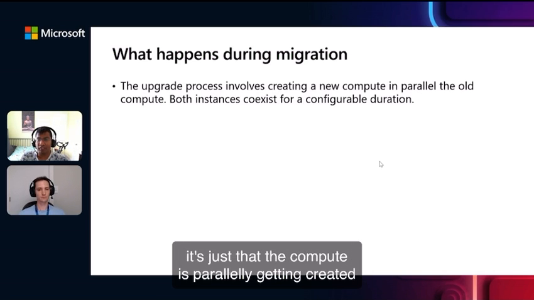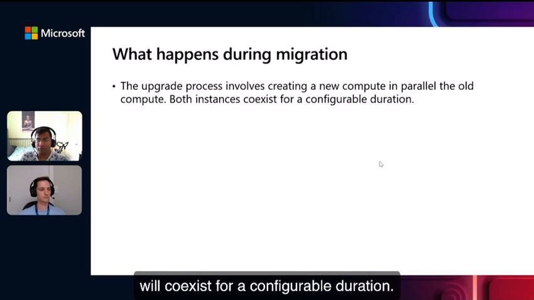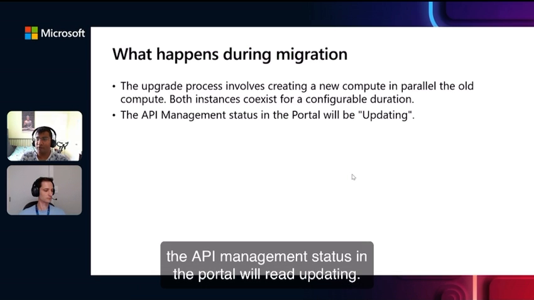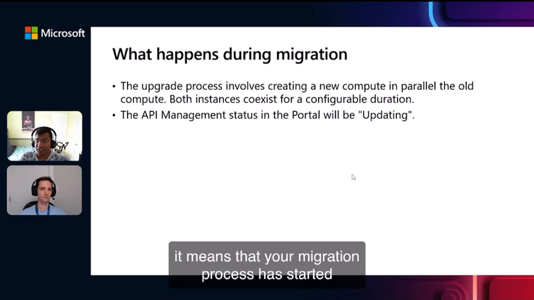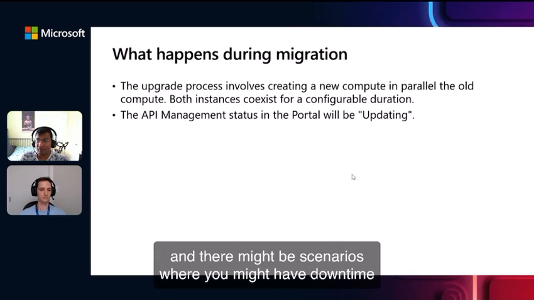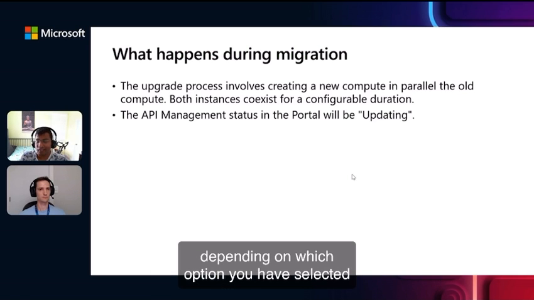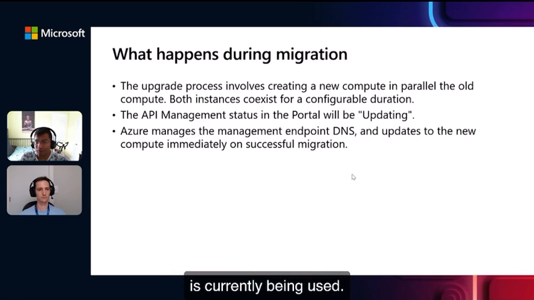It's just that the compute is getting created in parallel, and both the old compute and the new compute will coexist for a configurable duration. We'll talk about that a little later. Now, once the upgrade process starts, the API management status in the portal will read updating. So the moment you see it is updating, it means that your migration process has started. And there might be scenarios where you might have downtime or you might not have downtime, depending on which option you have selected and which configuration your API management is currently using.